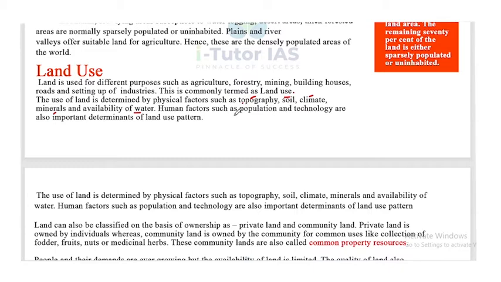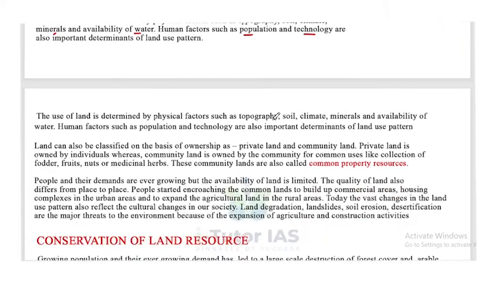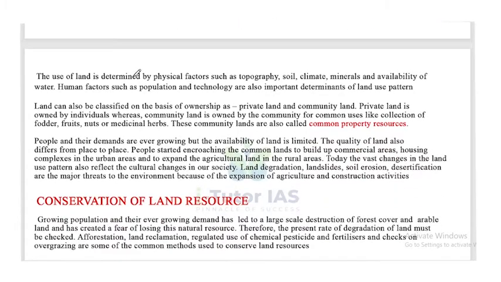Human factors such as population and technology are also important determinants of the land use pattern. So the physical factors are topography, soil, climate, minerals and availability of water, and the human factors are population and technology. So these determine the land use.